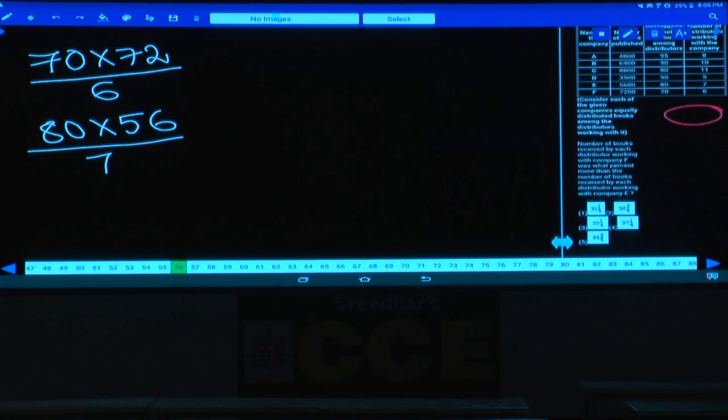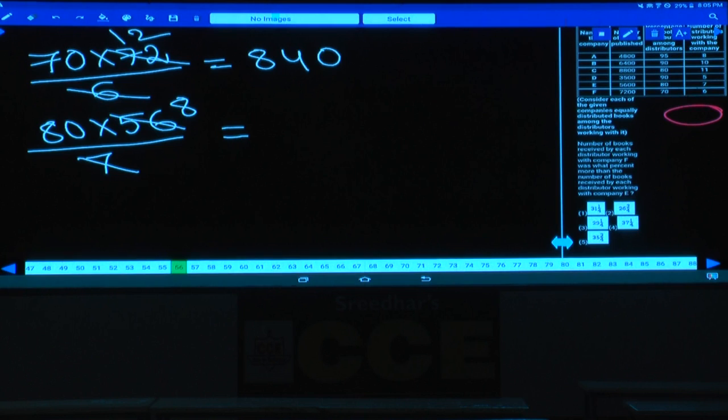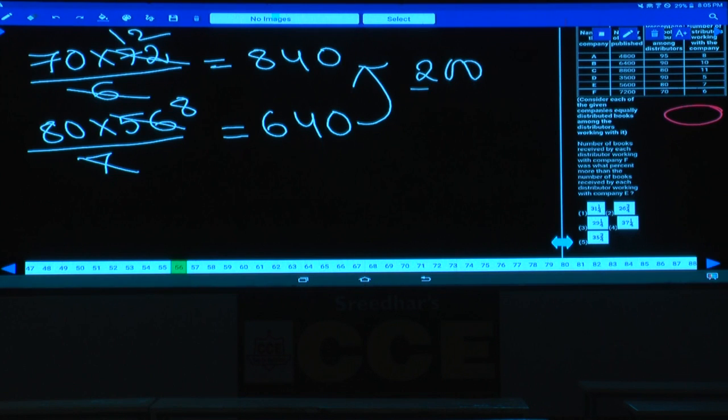That's your question. Now, 6 how many times? 12 times. 7 how many times? 8 times. 12 into 7? 84 and then a 0. 8 into 8? 64 and then a 0. This number is how much more than 640? 200 more.